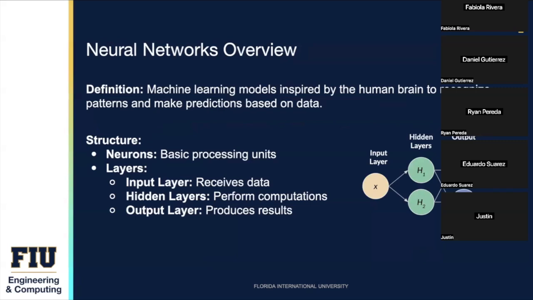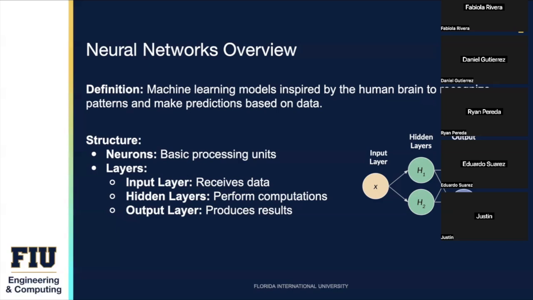An artificial neural network, or neural network for short, is a machine learning model inspired by the way biological neural networks in the human brain process information. They're used in machine learning and AI to recognize patterns and make predictions based on data.